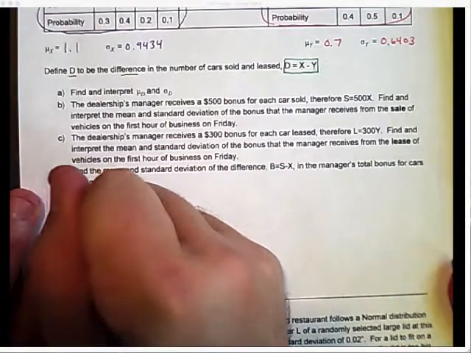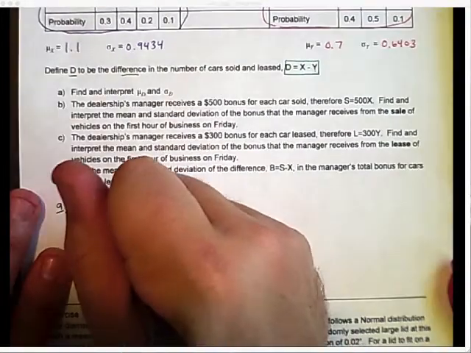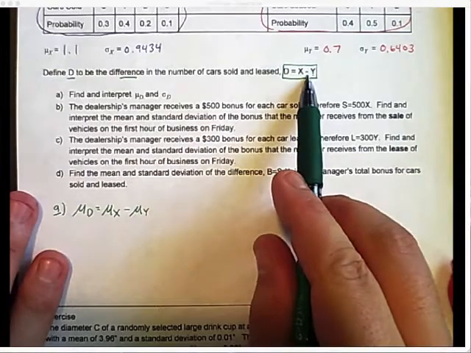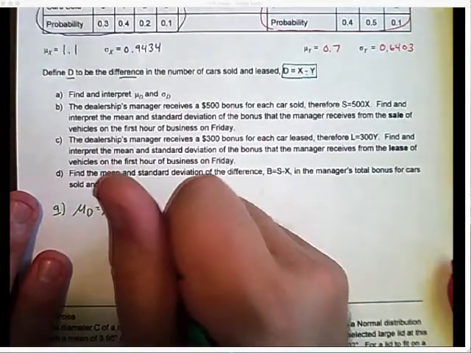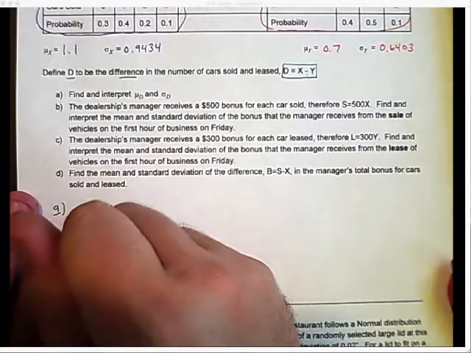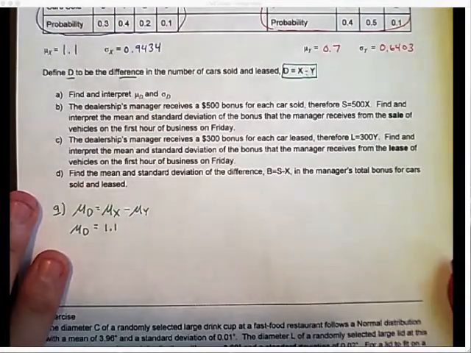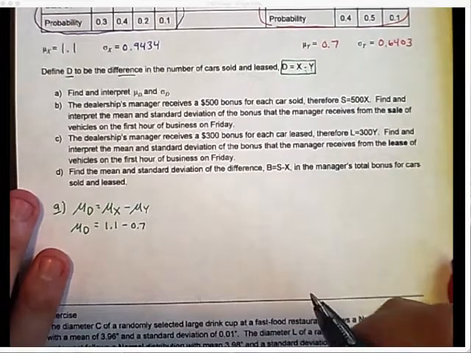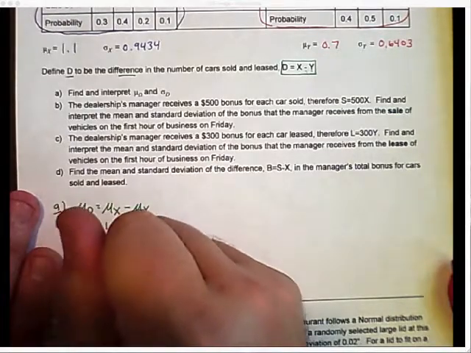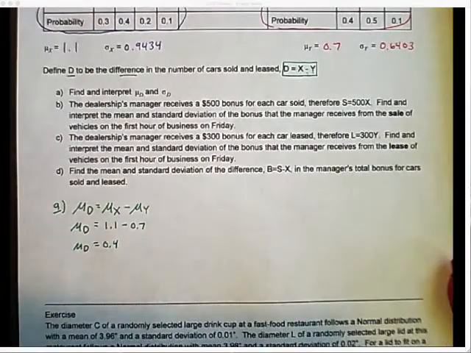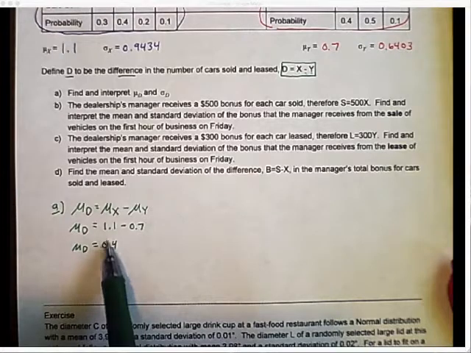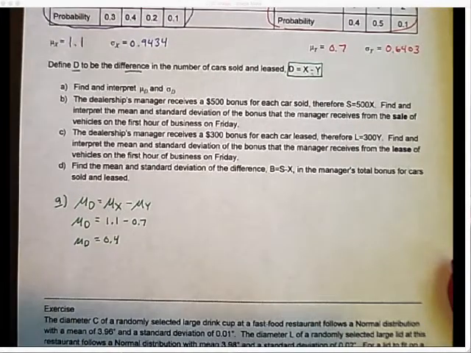To find mu of D, I would just take mu of X minus mu of Y, because it's going to follow that same sign. In this case, mu of D would equal, on average, 1.1 cars get sold. On average, 7/10 of a car gets leased. So if I subtract those, I get 0.4. So what is the meaning of that? The mean difference: on average, 0.4 more cars get sold than leased on the first hour of business on a Friday.